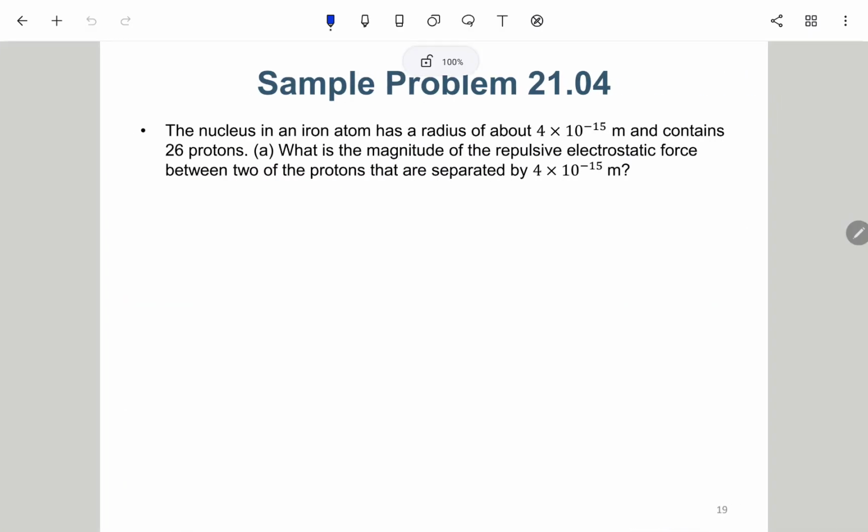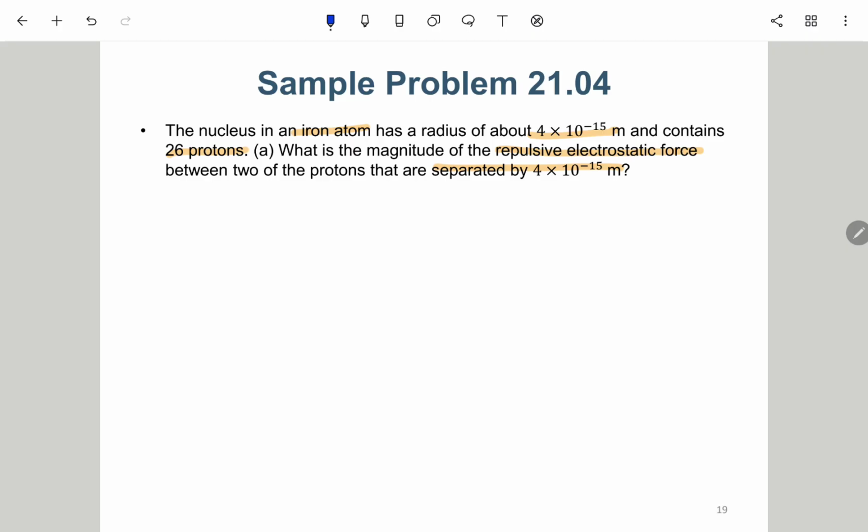Okay, so here we have another sample problem. It says the nucleus of an iron atom has a radius of about this value, and contains 26 protons. What is the magnitude of the repulsive electrostatic force between two of the protons that are separated by this distance? This is very simple, because we just need to use Coulomb's force.